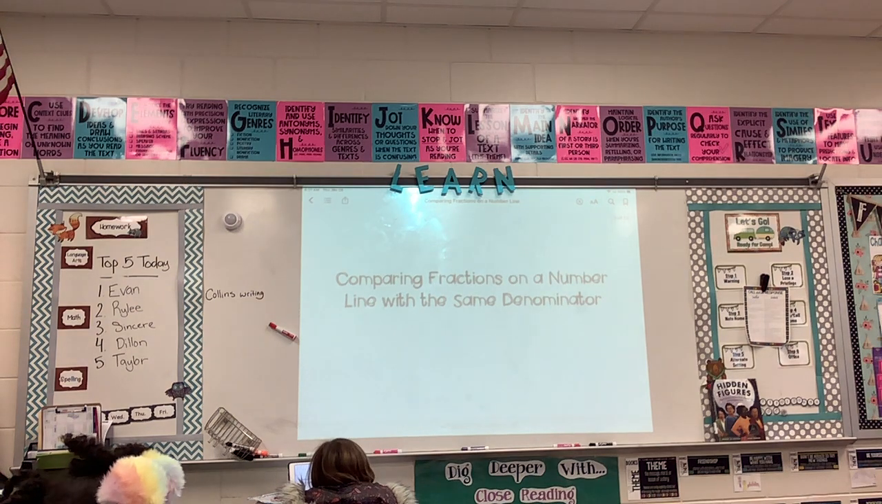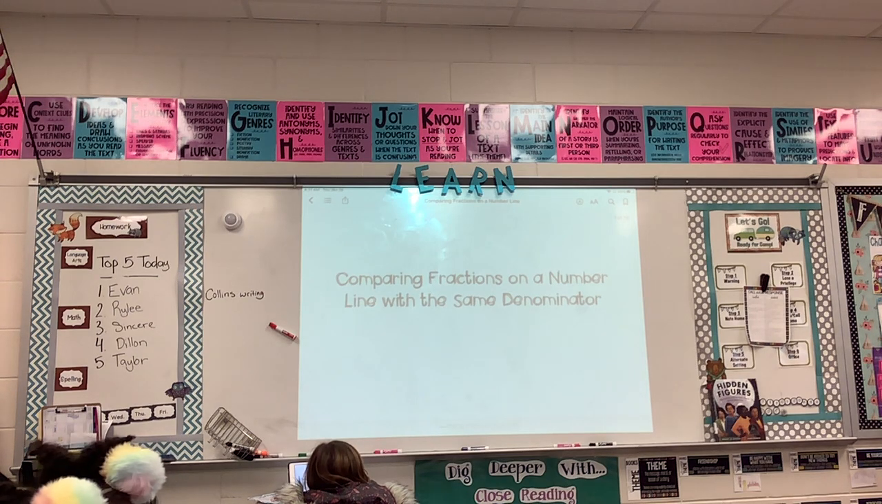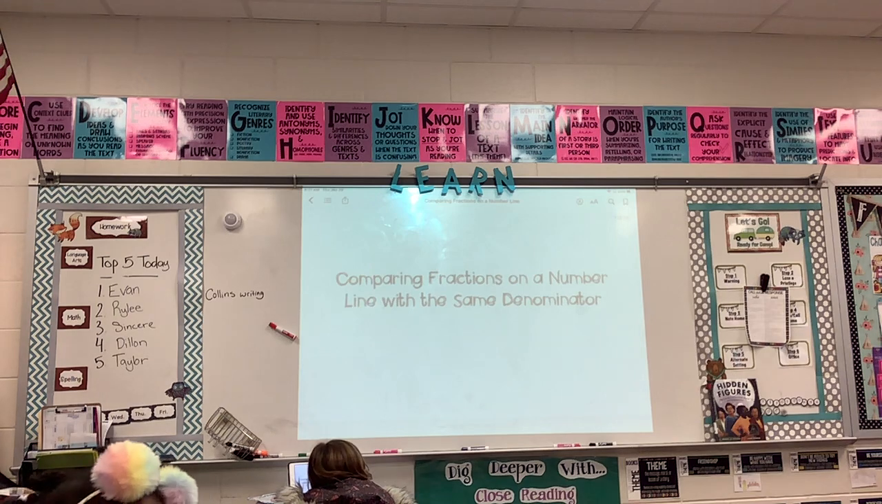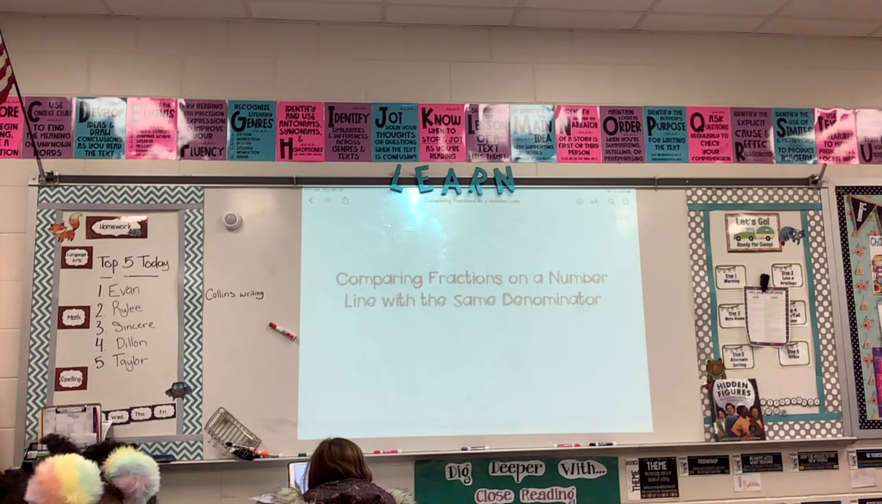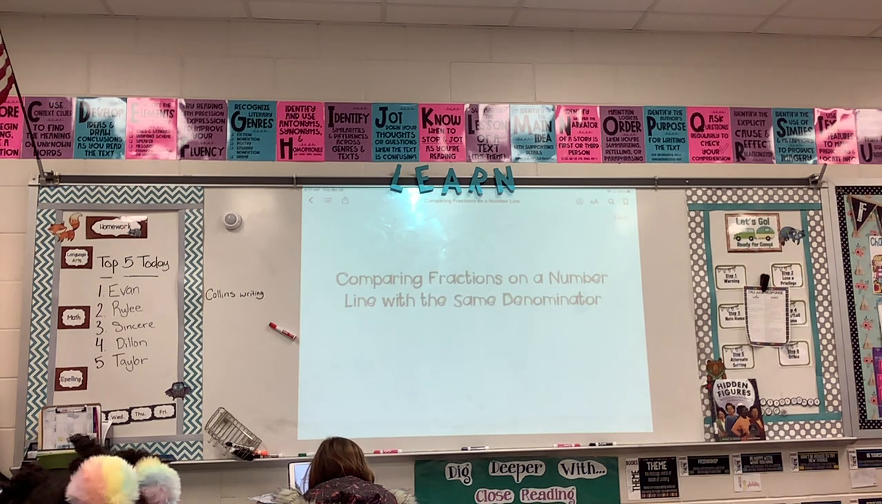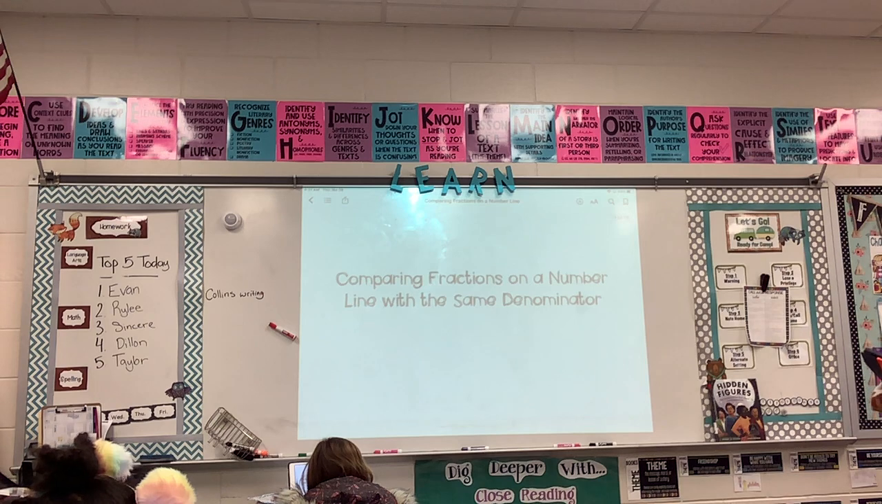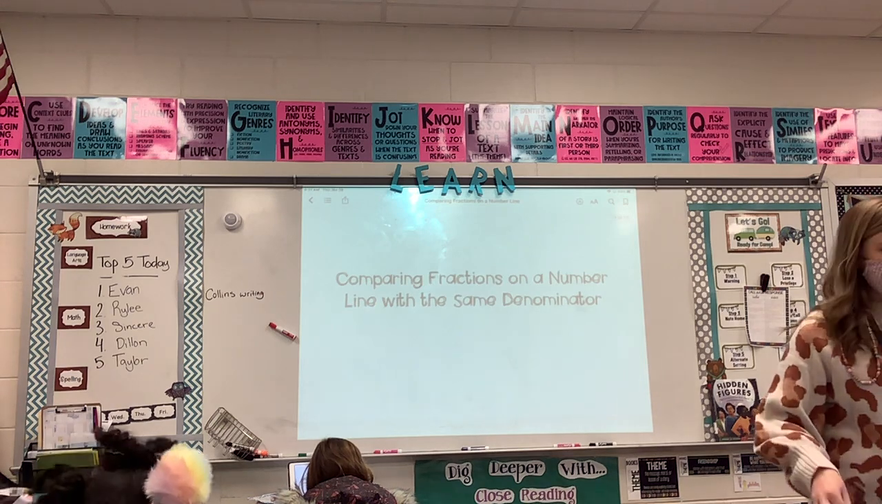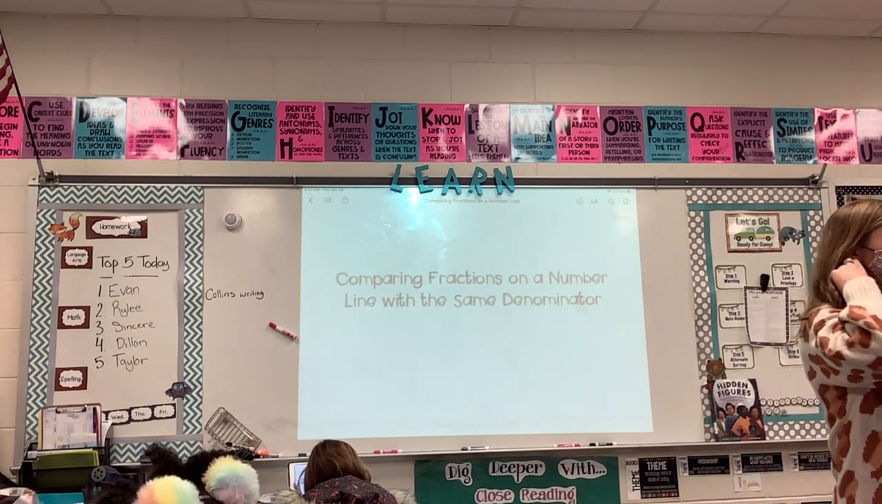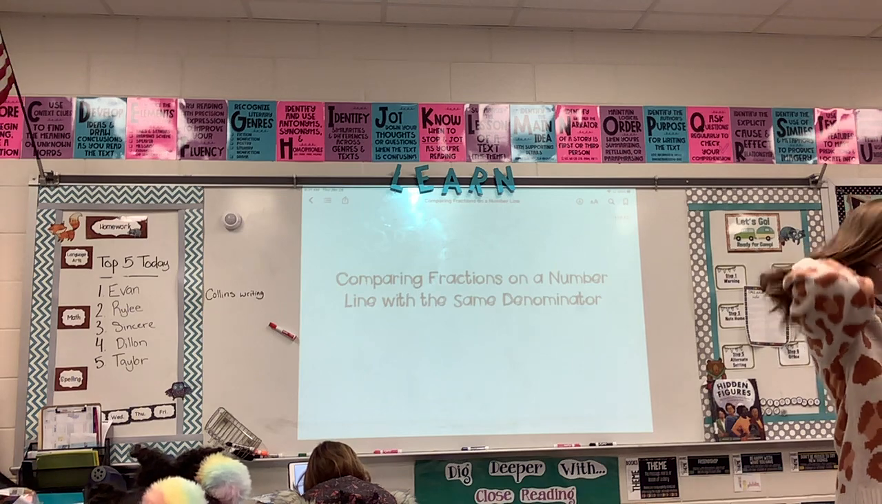Okay, we have talked about comparing fractions all week, and we are going to continue to do that. We have used different models to show how we can compare fractions. We have talked about showing them using a whole shape, right? We've shaded them in, and so we could visually see which one has more of the whole shaded. We've also used fraction strips. Remember we talked about fraction strips when we played that little game in our groups?